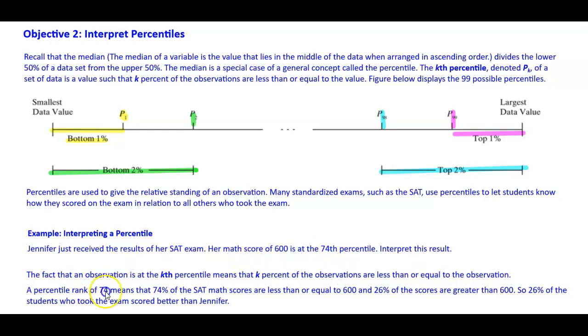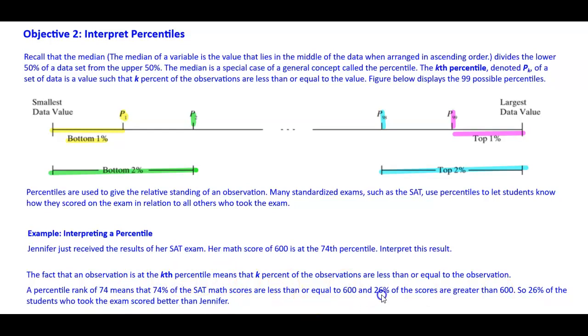Now, a percentile rank of 74 means that 74% of the SAT math scores are less than or equal to 600. And therefore, 26% of the scores are greater than 600. So we would say that 26% of the students who took the exam scored better than Jennifer.